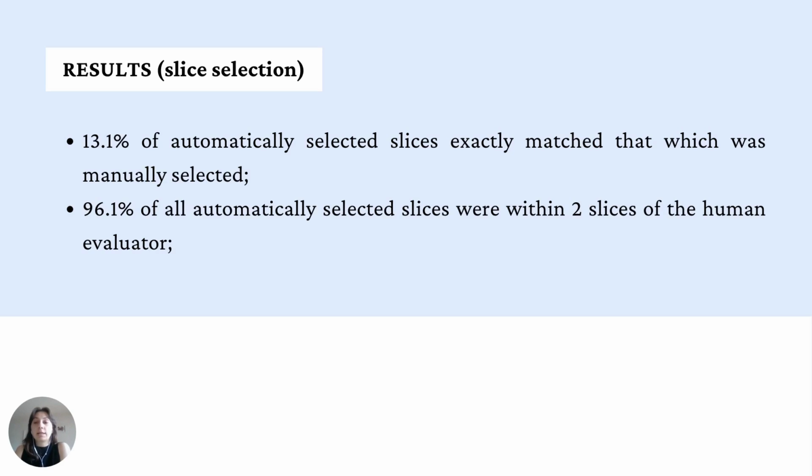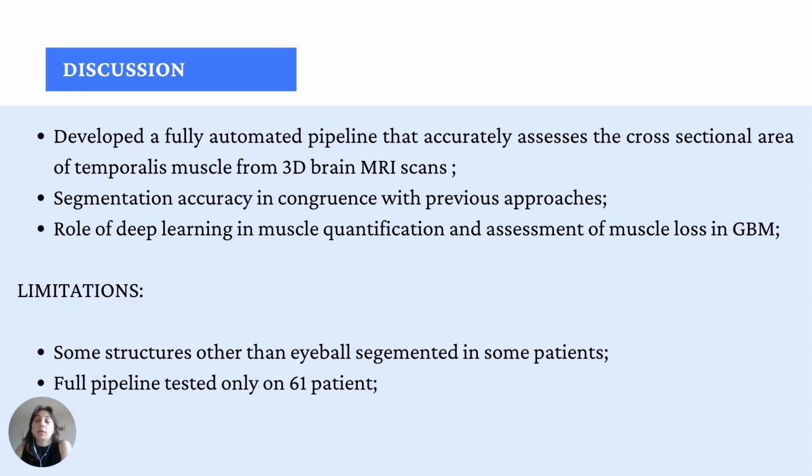Looking at the results for slice selection, although only 13% of automatically selected slices exactly matched that which was manually selected, almost all of the slices, 96.1%, were selected within 2 slices of the human evaluator, showing that our model can select a slice at the desired anatomical level in most patients. Thus, with this work, we developed a novel fully automated approach that accurately assesses the cross-sectional area of temporalis muscle from 3D brain MRI scans.